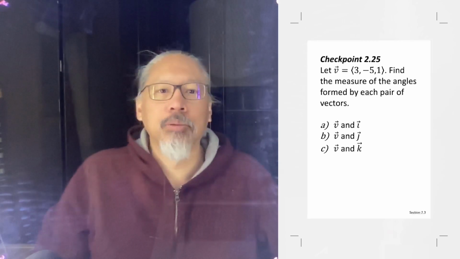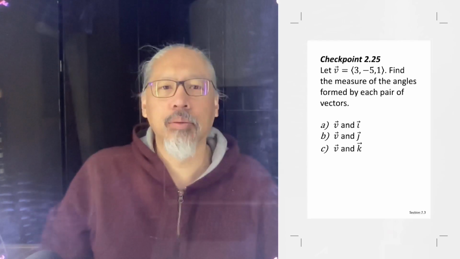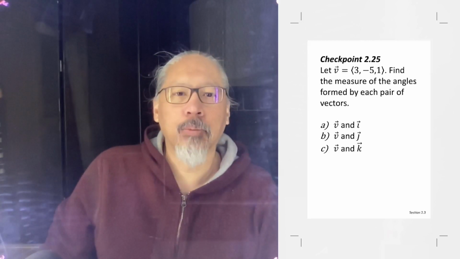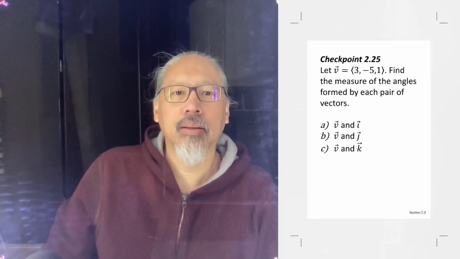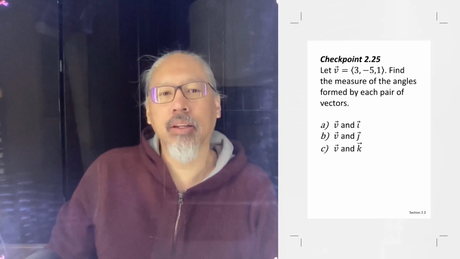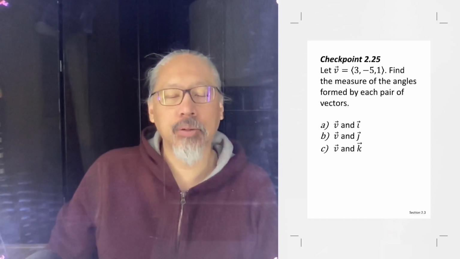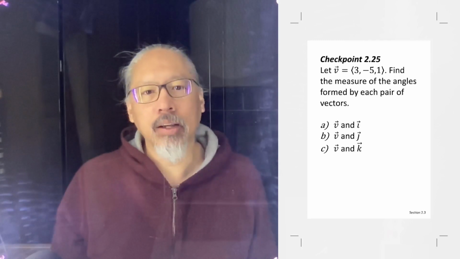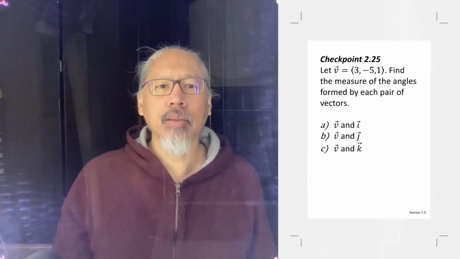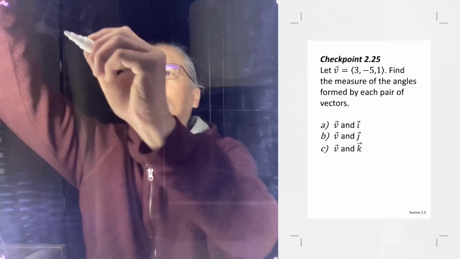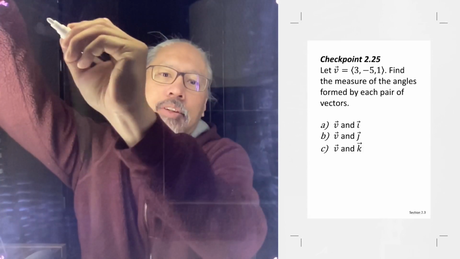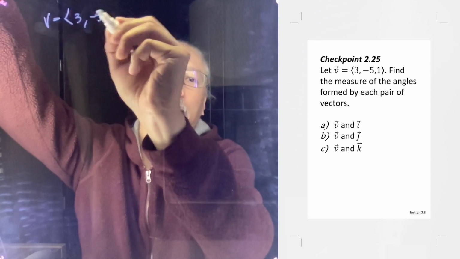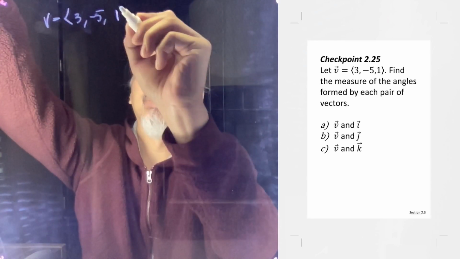This is checkpoint 2.25. We're given a vector v, and they want us to find the angles formed by the vector v in each of the coordinate axes, or the standard basis vectors in the coordinate axes, the i and j and the k. All right, we're going to use our formula. Let's write v first. v is equal to <3, -5, 1>.